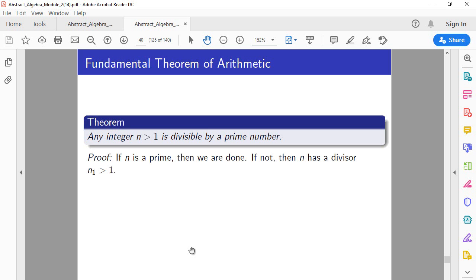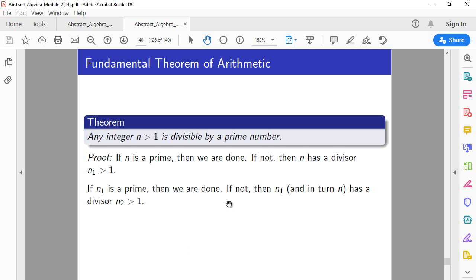Well, if n is already a prime number, then we are done because it's divisible by itself. If it is not a prime number, then it's got to be a composite number, so it has a smaller divisor n1. So n1 is smaller than n and it's greater than 1. Now if n1 is a prime number, then we are done again because n1 is a divisor of n, so that's going to be a prime divisor of n.